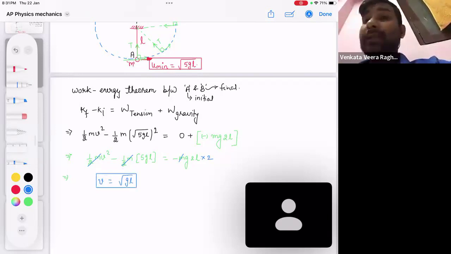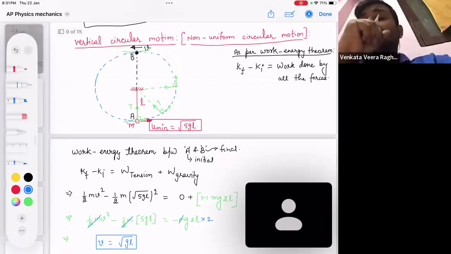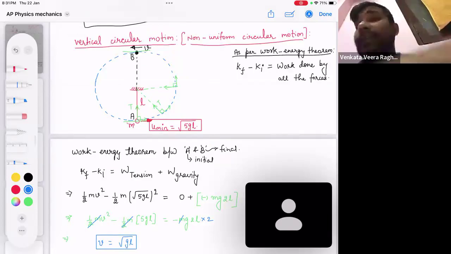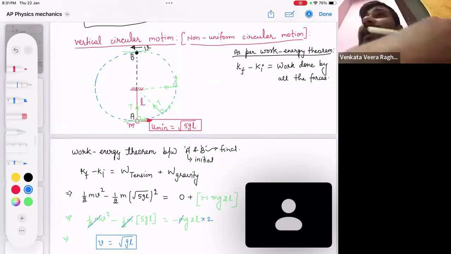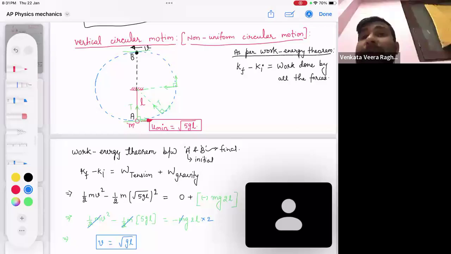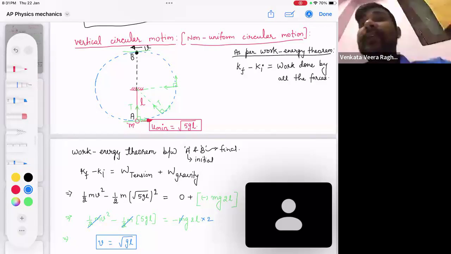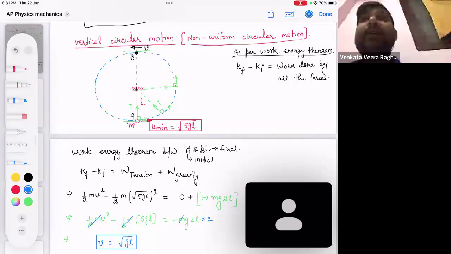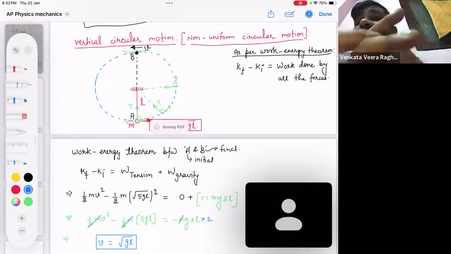So if the minimum requirement of velocity is given to the particle at the bottommost point, which is root 5gL, then at the topmost point what will happen? That velocity is going to be root gL, not zero velocity. Please keep in mind, in vertical circular motion, the topmost point doesn't have zero velocity. Under root of gL is the velocity at the topmost point, if you just give it the minimum requirement. If you give more than the requirement, no problem, it will still do the circular motion, but that time what will be the velocity at the topmost point?